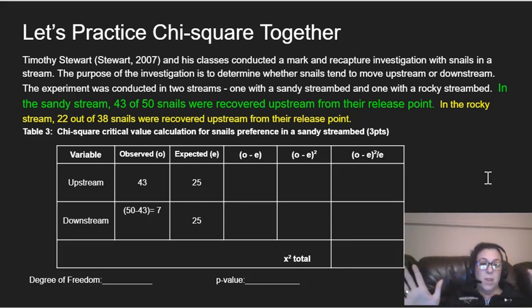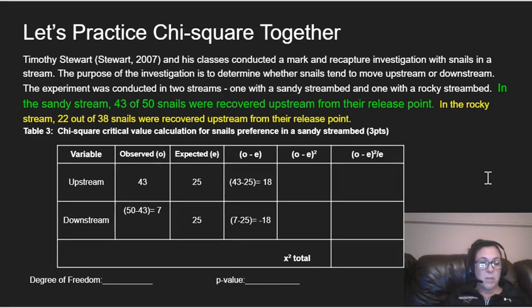Now, once we have those values, what I observed from my experiment and what I would expect if the null hypothesis was true, the rest is just easy math. So the first thing that we have is observed minus expected. In our top row, we have 43 minus 25. That deviation will give us 18. And then in our downstream data, that would be 7 minus 25, and that deviation will give us a negative 18. So don't be freaked out if you see negative numbers. That's very common in chi-square.